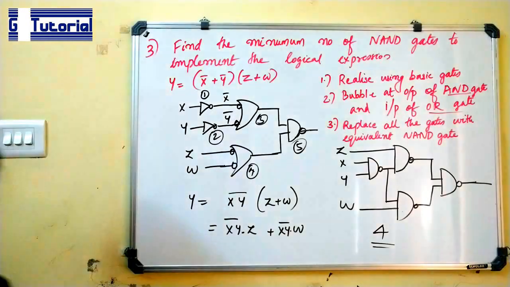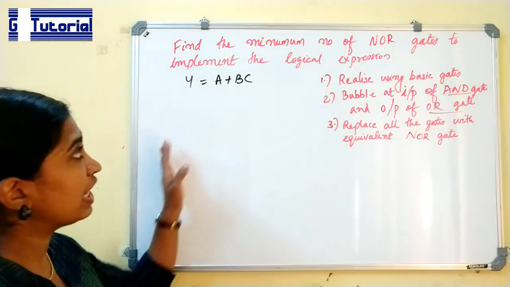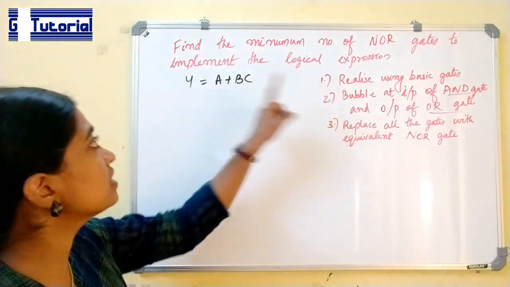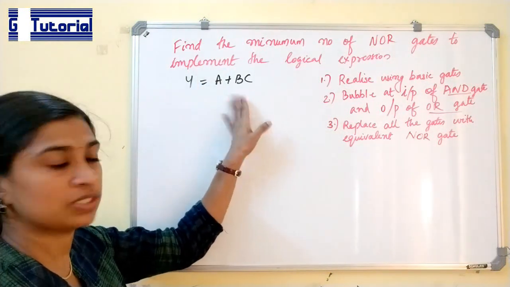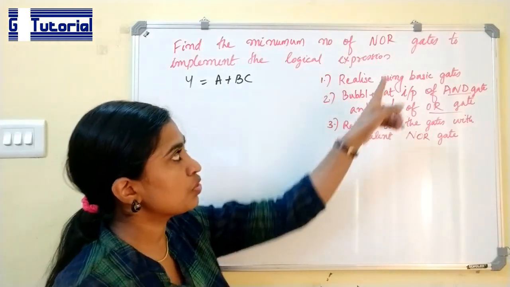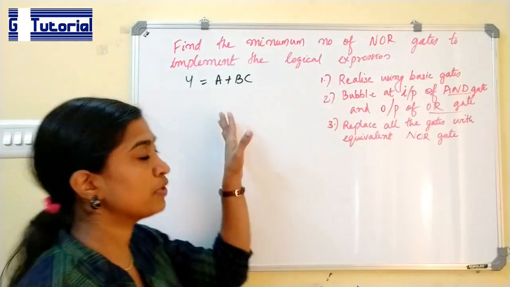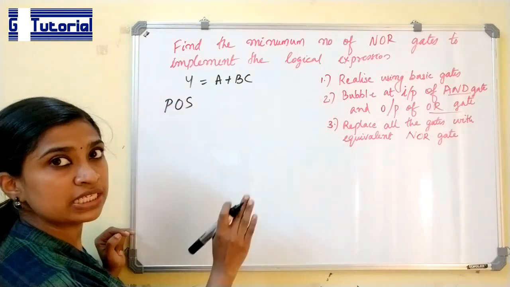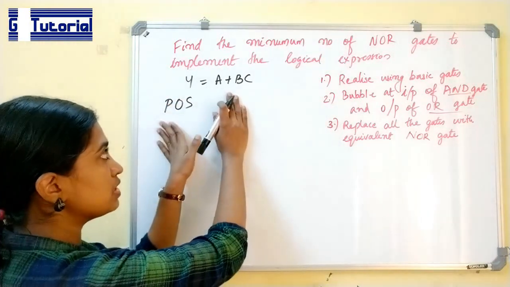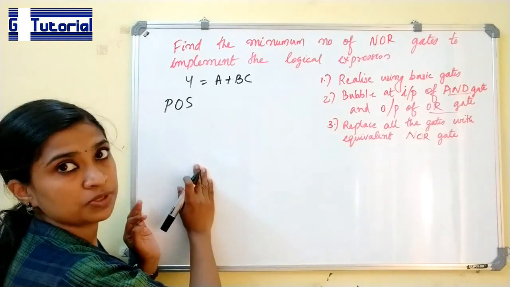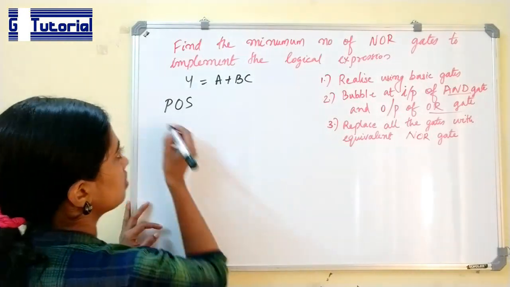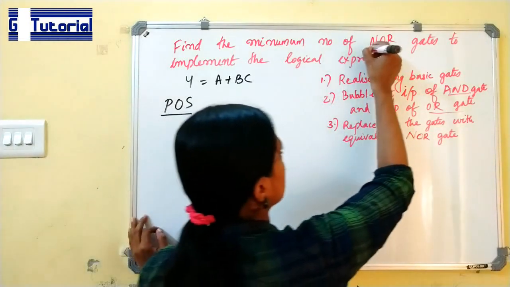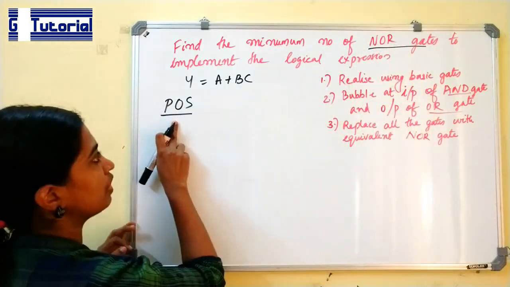Next question. This is the next question. Find the minimum number of NOR gates to implement this logic expression. If you are asked to implement using NOR gates, the expression should be in product of sum format. So the first step should be you have to convert this in terms of a product of sum expression. This should be kept in mind. If it is not, you have to convert it to POS expression.